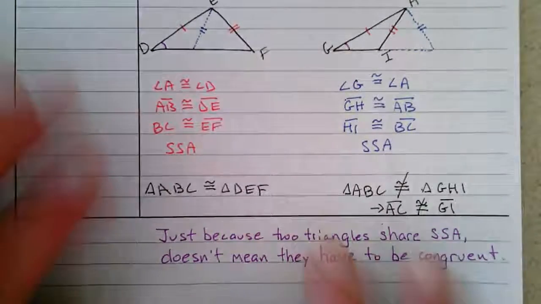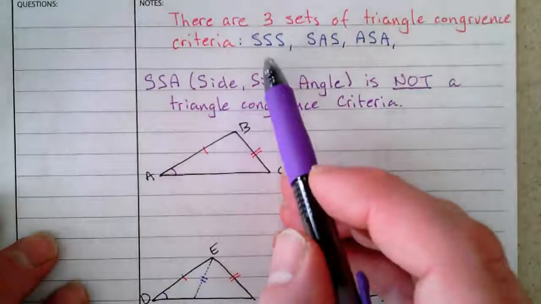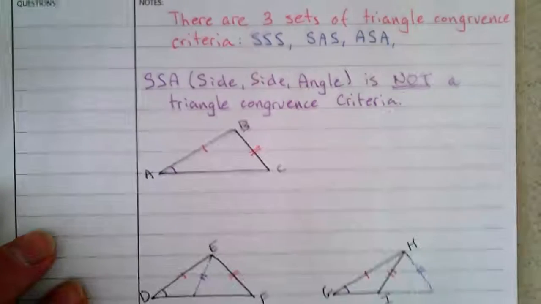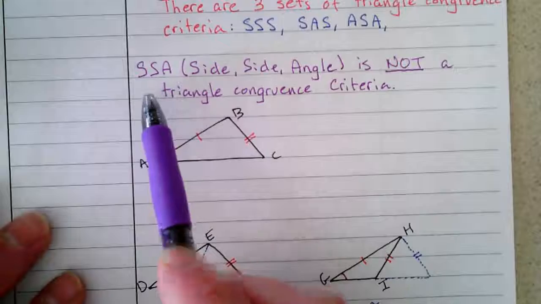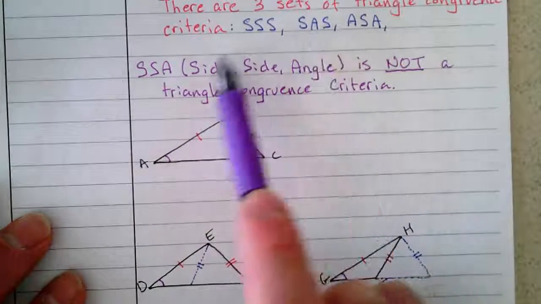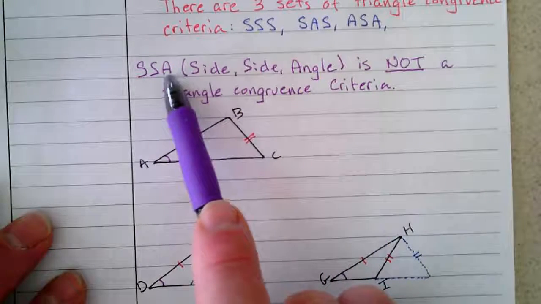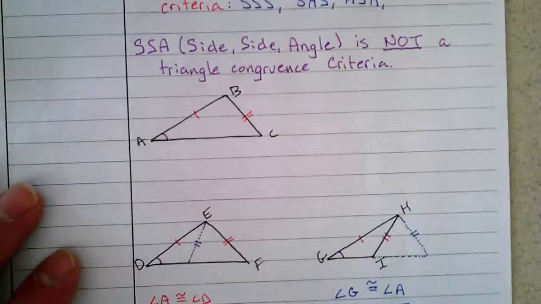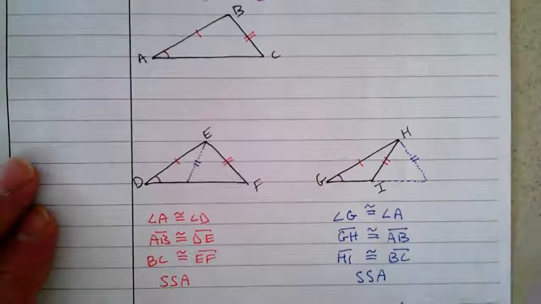So just to recap, we've got some triangle congruence criteria we've looked at: side, side, side, side, angle, side, angle. And one in particular that sometimes trips people up is side, side, angle. The difference here is up here we have side, angle, side, where the angle is in between the two sides. Here, the angle is outside the two sides. It's not in between them. It's not included.